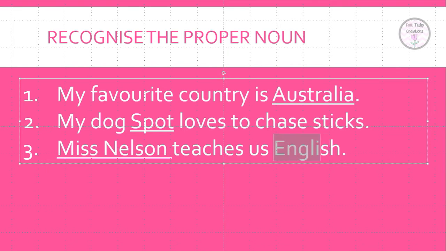And the other proper noun that I can see here is English. And that has a capital E. It is the name of a language, okay? Any names of languages, just like countries, have to start with a capital letter. Alright, hopefully you were able to guess those or work those out using your own knowledge.